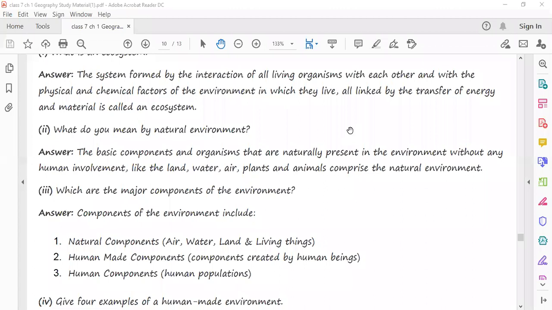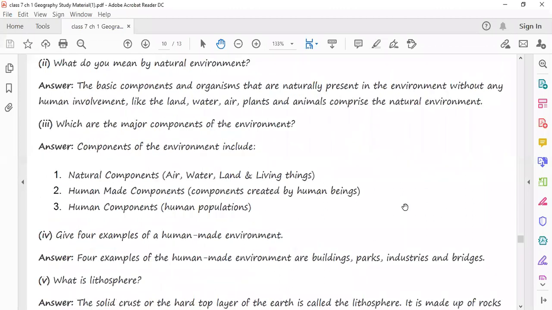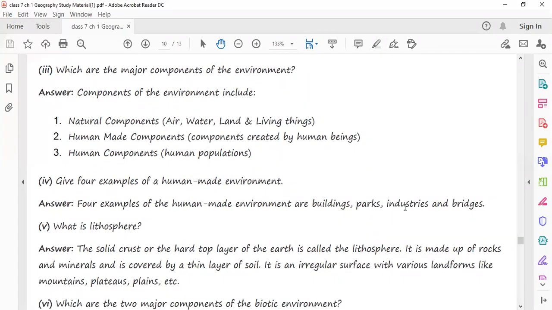Now, which are the major components of the environment? The major components of the environment are the natural components, which consist of air, water, land, and living things. Human-made components, which consist of the human beings. And the human components, which consist of the human populations. Human-made components consist of bridges, roads, buildings, parks, and many other things.